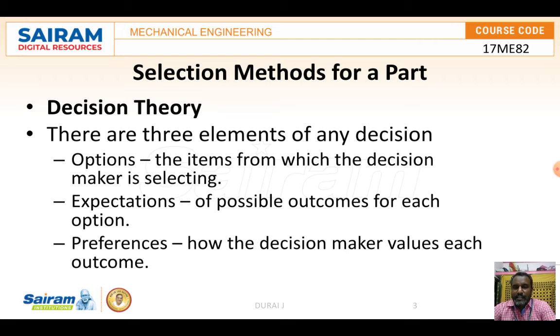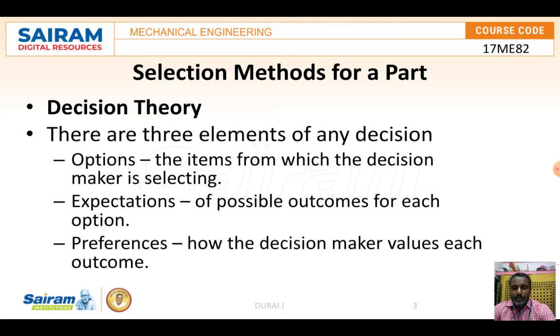Then expectation, the possible outcome of each option. Suppose depending upon the quantity, quality, surface finish, they are going to choose this one. So their expectation, the good surface finish means according to that they are going to choose the particular additive manufacturing process. Preference, according to the quality, quantity, good surface finish, the ranking has to be done here. Okay, so that is the preference.